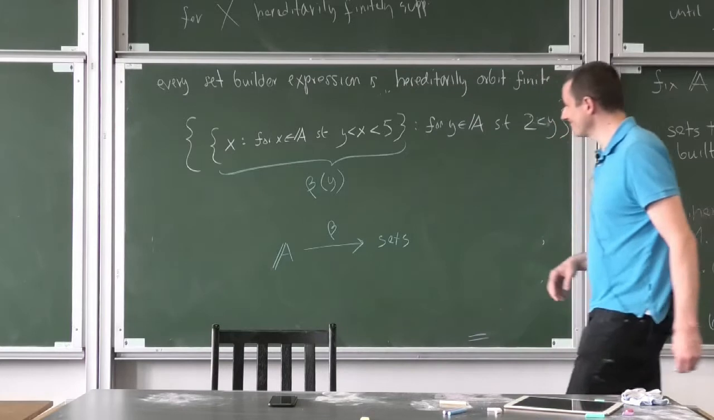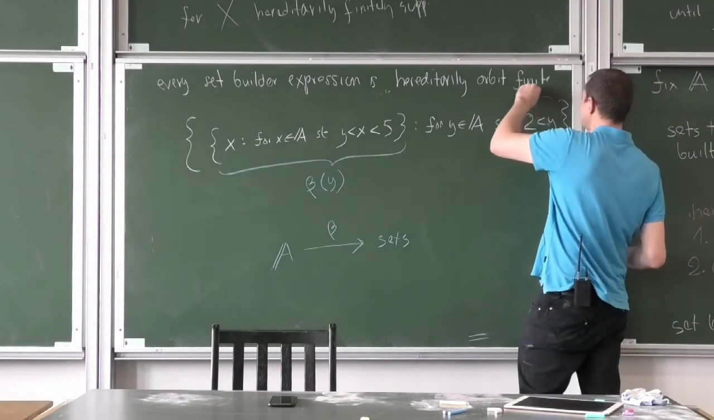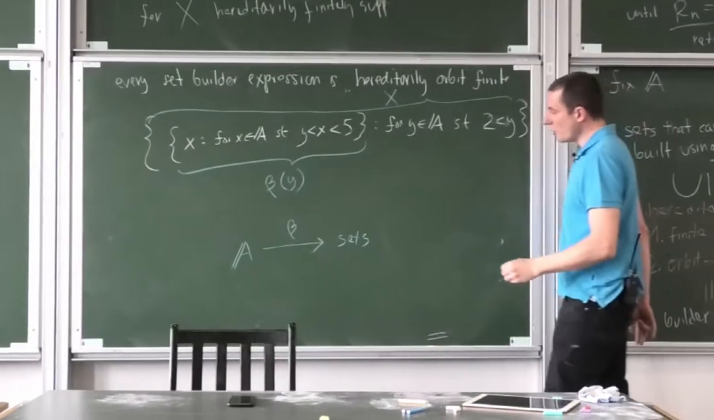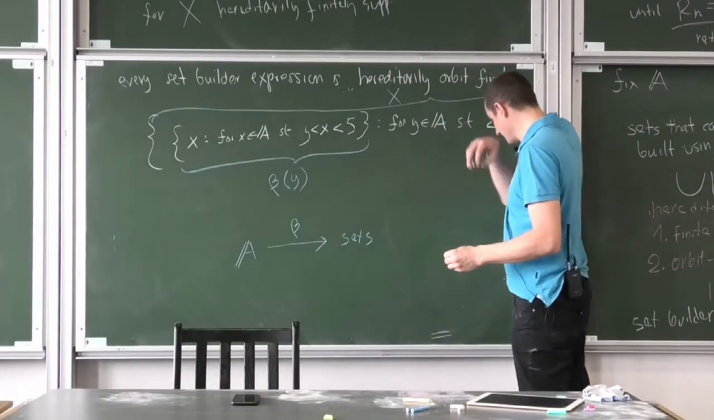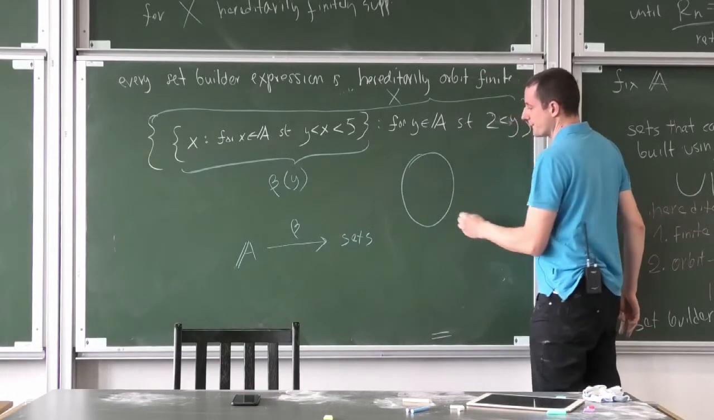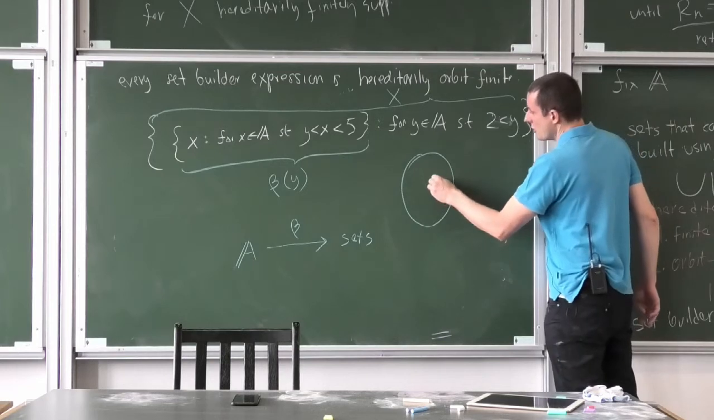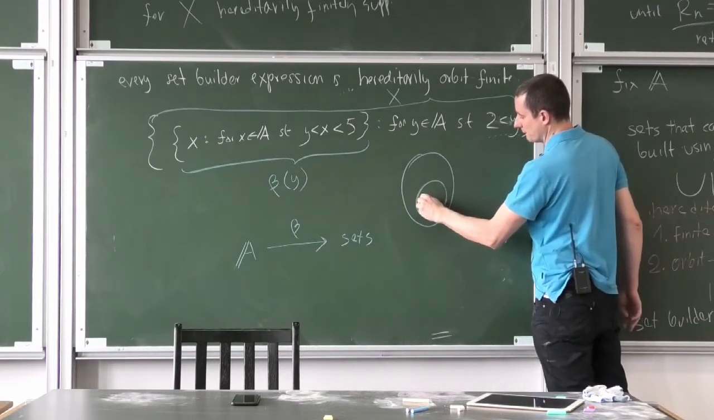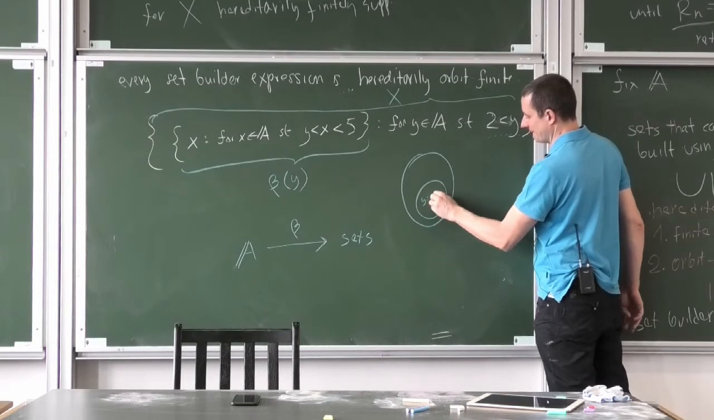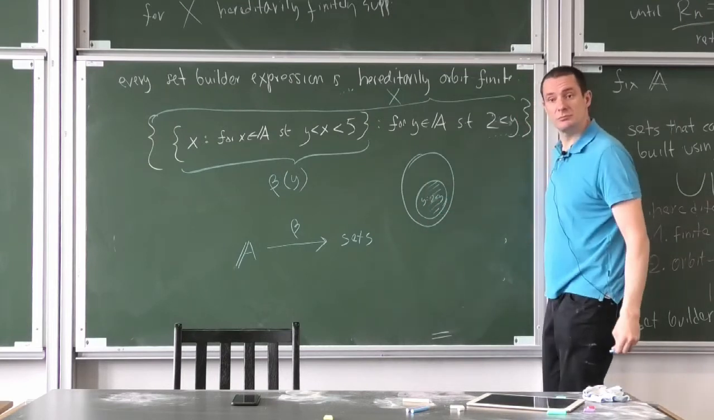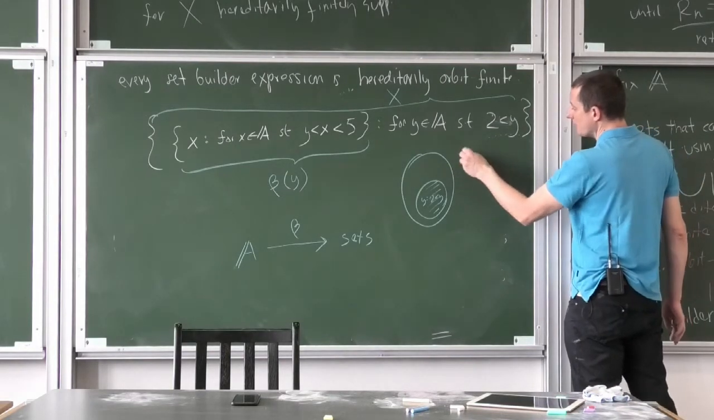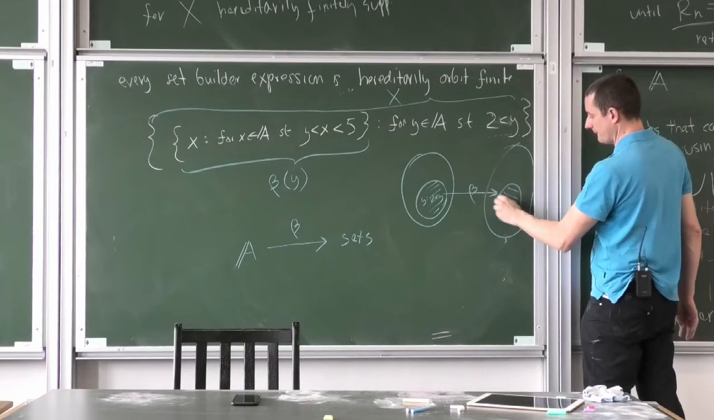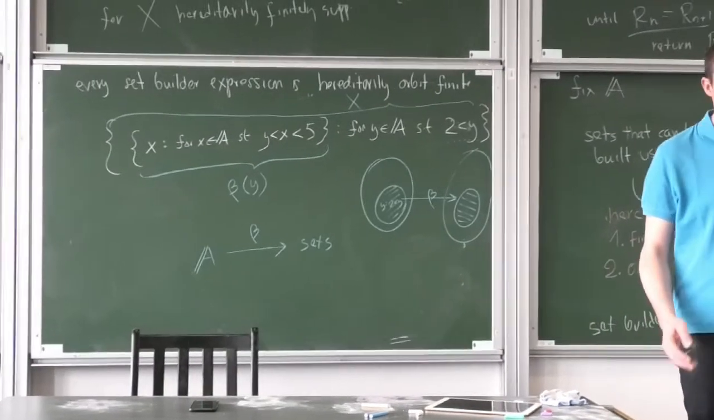And now our whole thing here, our whole set X, is obtained as follows: we take all possible atoms. Some of them satisfy this constraint. So these are some which are good. And then we apply beta, we take the image of those which are good.